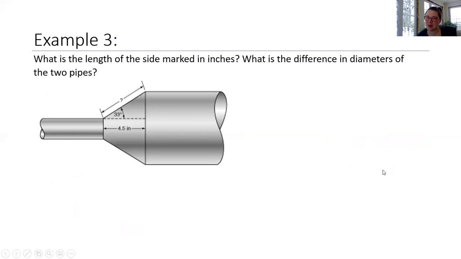All right, example 3. Now this one's a little hard to see the measurements. I apologize. So I'll write them in here. We have 33 degrees. And this is 4.5 inches.